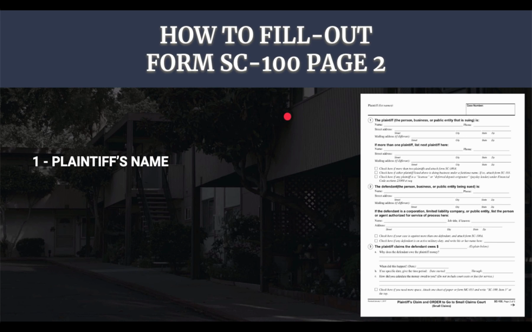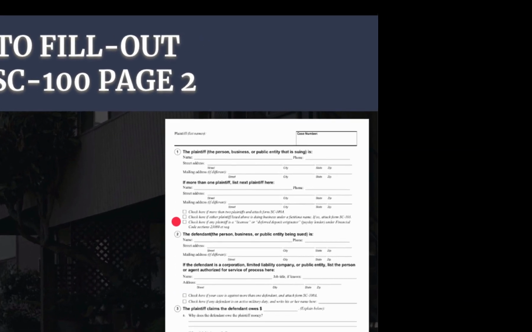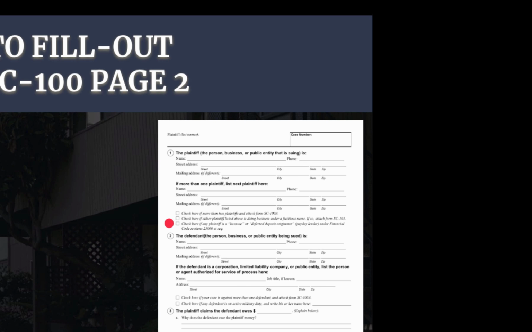that is suing is, and if you have more than one plaintiff, or either plaintiff is a business in a fictitious name, or the plaintiff is a paid lender, then you'll need to check the appropriate boxes in this section. Section 1, page 2, SC100. If one plaintiff sued for the same cause of action, list the second plaintiff's name in the section that says if more than one plaintiff listed here. Again, referring to section 1.